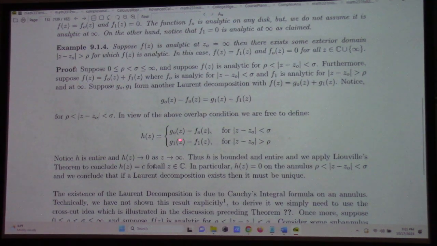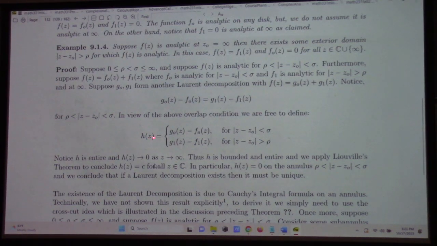On the other hand, what happens at infinity? Well, we normalized both g1 and f1 so that at infinity we get 0. So they also match at infinity, right? In fact, h of z goes to 0 at infinity because they're both going to 0.